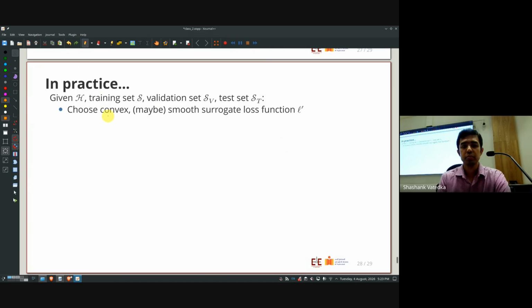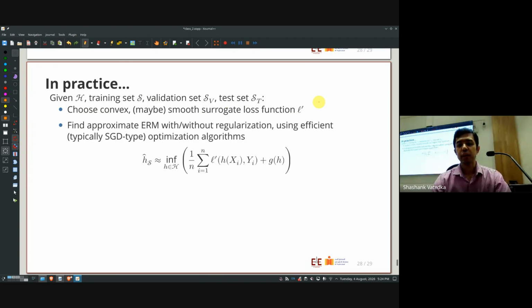So typically, if your original loss function is nice enough, then fine, you can go ahead. But then if it is not nice, if it's, say, the 0-1 loss, then you replace that with some convex, maybe smooth surrogate loss function L prime. In the case of binary classification, one very common loss that is used is the cross entropy loss. We'll investigate that in a little more detail, but the cross entropy loss is one classic example of a surrogate loss function. And then, having chosen this, you choose a regularization term and then minimize and then find the approximate ERM.